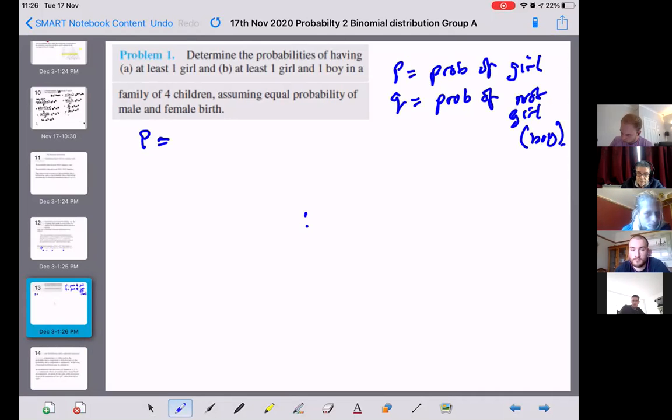Does P equal? Well, it's got to be equal probability of male and female. And the 2 probabilities, P and Q, have got to add up to 1. So the probability of each of them must be 0.5. And what's n in this question? 4, because there's 4 children.